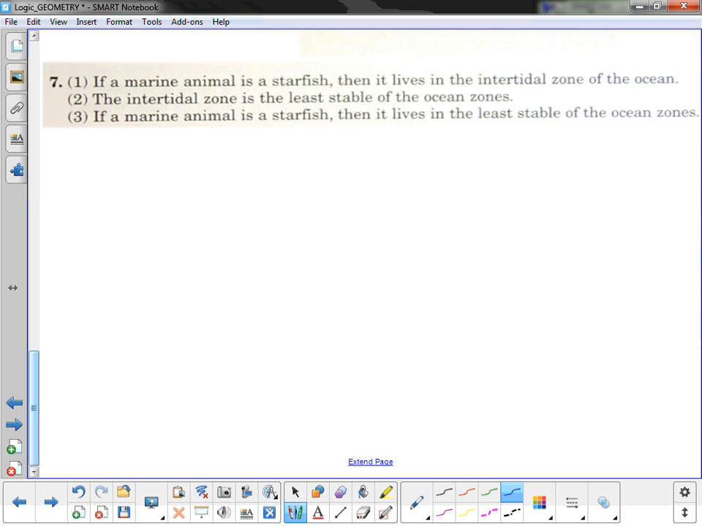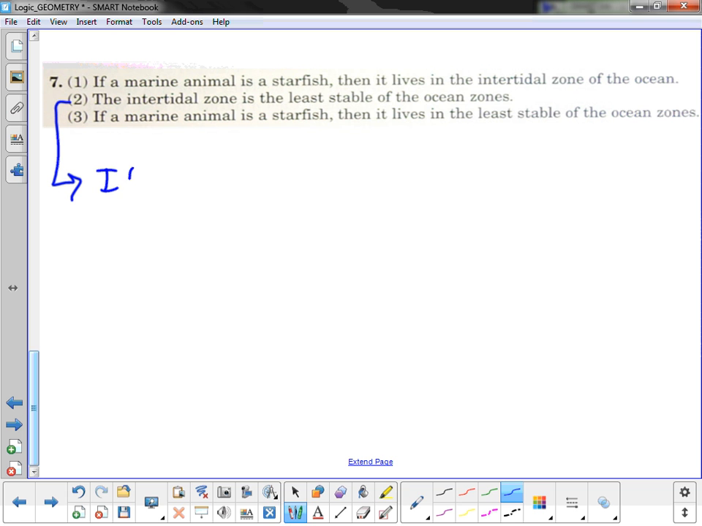Let's look at this last problem. If a marine animal is a starfish, then it lives in an intertidal zone of the ocean. And we're told that the intertidal zone is the least stable of the ocean zones. So we have this last statement here then, if a marine animal is a starfish, then it lives in the least stable ocean zone. Is that a valid conclusion? Well, as I look at that, I think, okay, do I have a law of detachment or a law of syllogism type problem? Well, I notice this second statement is not in the if-then form. What if I put it in the if-then form?